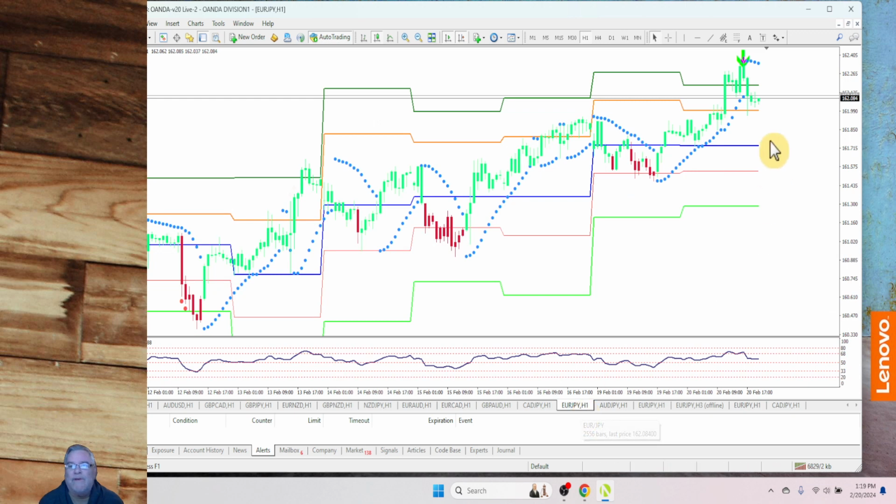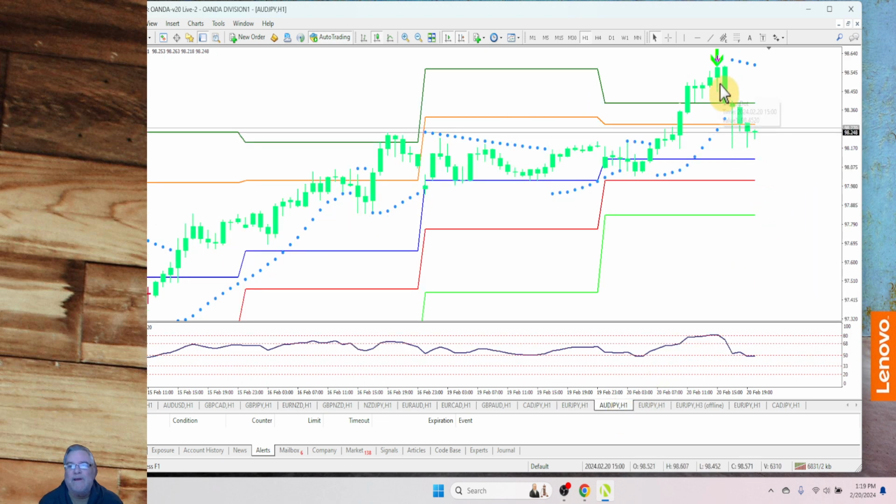The Euro yen has made a 1 hour sell signal. I'm looking for a little push up into here for a sell opportunity on the Euro yen. Aussie yen, same thing. Need a little push up into here to be able to do a sell. So nothing to do on either one of those just yet.